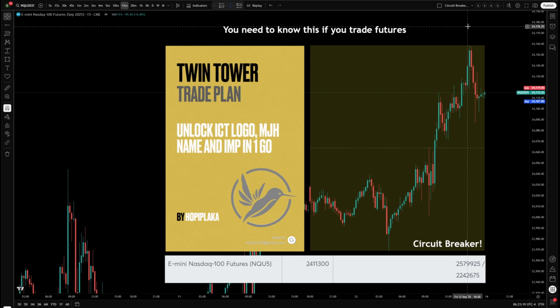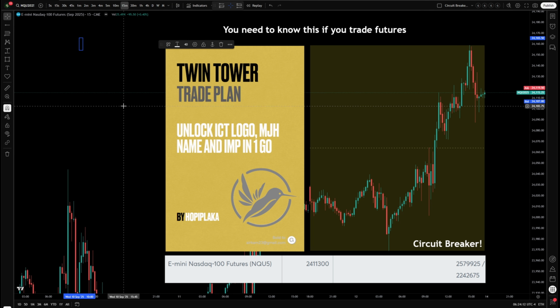So what are circuit breakers? Circuit breakers are enforced by the CME Group to prevent the markets from completely collapsing or volatility being too high. Now, how are they created? So this gets a little bit complicated, but I'm going to do it step by step so you understand it. A reference price is used during the trading day, and that reference price is used for the circuit breaker.